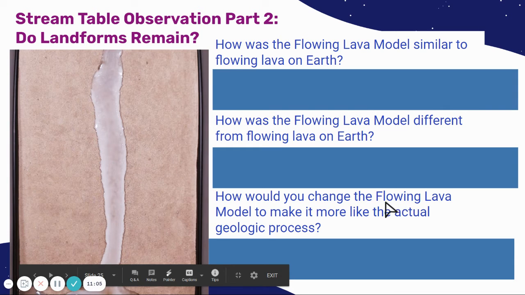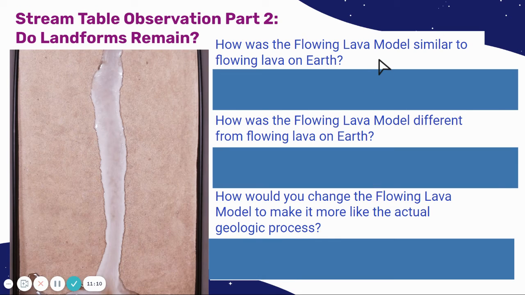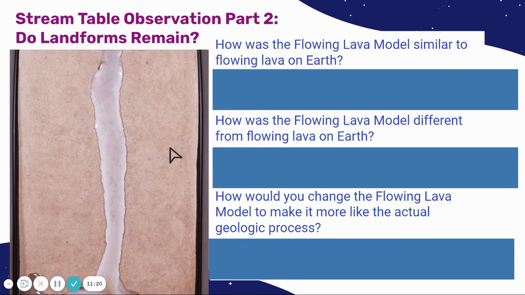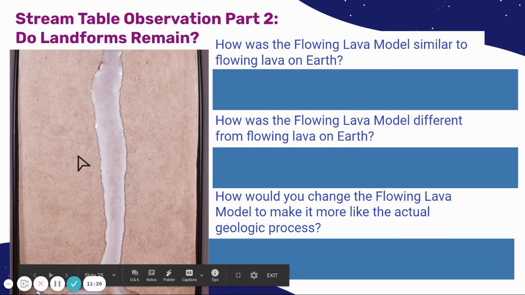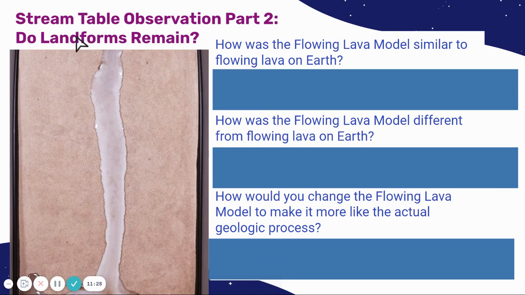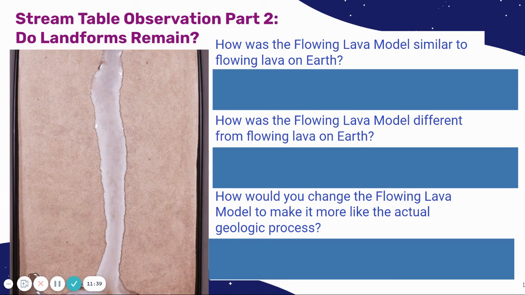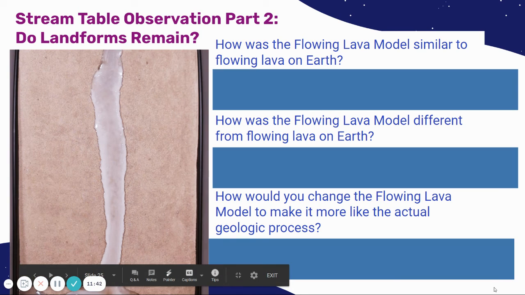Just like before, you're going to answer these three questions. How is the flowing lava model similar to flowing lava on Earth? How is this model in the image on the left similar to the video we watched of the National Geographic just recently? How is the flowing lava model different from the flowing lava on Earth? And then what could you do to make this model a little bit more realistic? What can we add here to create a more realistic model in terms of flowing lava creating a channel? So take a moment to pause this video and answer the three questions on this slide.